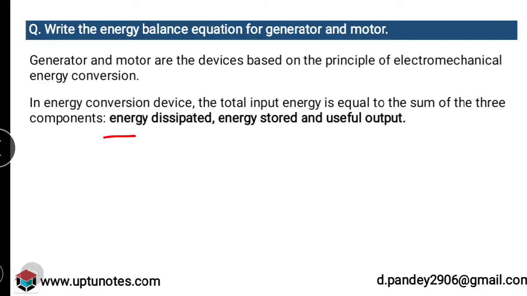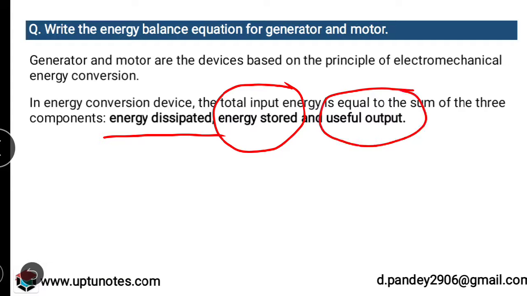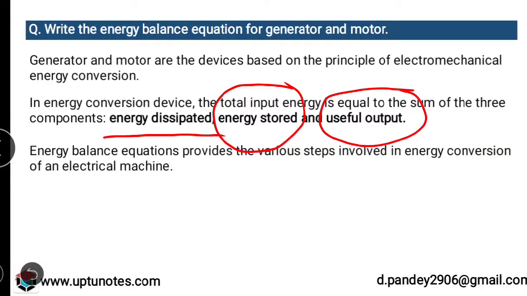First is the energy dissipated, which accounts for the losses. Next is the energy stored in the magnetic system, and the last is the useful output. In the case of a motor, the useful output is mechanical energy, while in the case of a generator, the useful output is electrical energy. So the energy balance equation provides the relation between the input and the corresponding output.